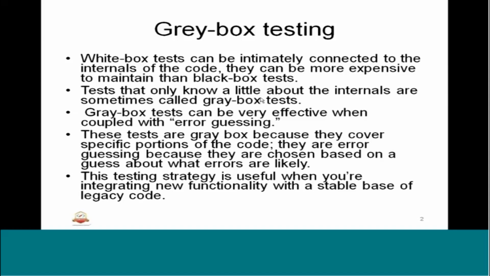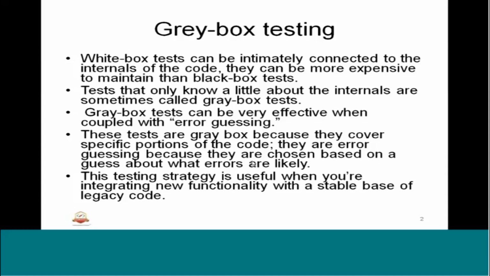So another type of method is called error guessing, where the errors are guessed based on the knowledge of the unit under test, and that will be implemented. The test design will be applied accordingly. So these tests are gray box because they cover specific portions of the code. They are error guessing because they are chosen based on a guess about what errors are likely. That means the test will be carried out as a pre-test sort of thing.